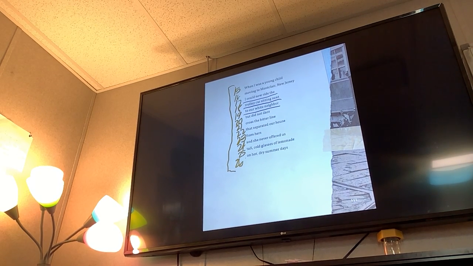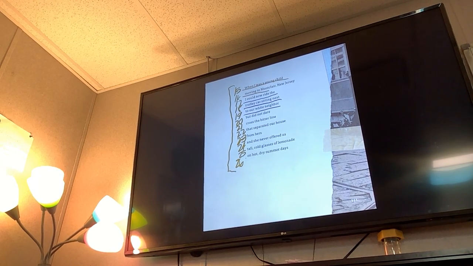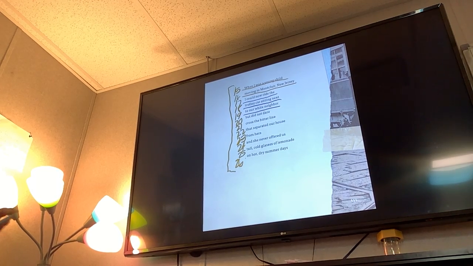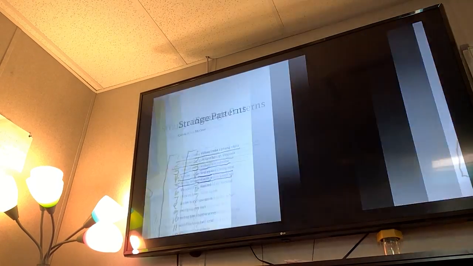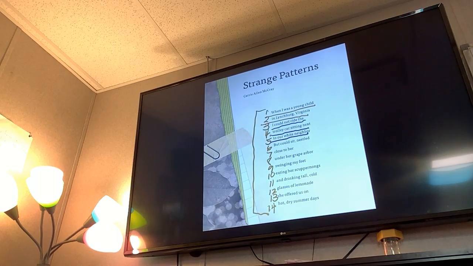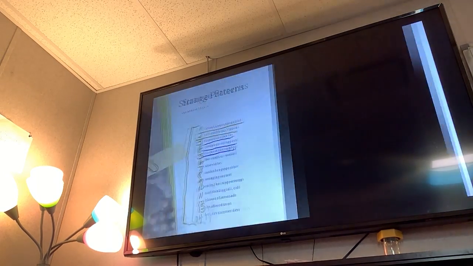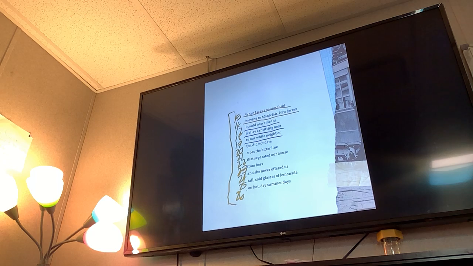Yes. Flip your book. What's the difference on that page? It's talking about a different state. Can you read it? Tell us what line. Lines 15 and 16. When I was a young child, moving to Montclair, New Jersey. So when she was a young child, she first lived in Lynchburg, Virginia. And then it told us she moved to Montclair, New Jersey.